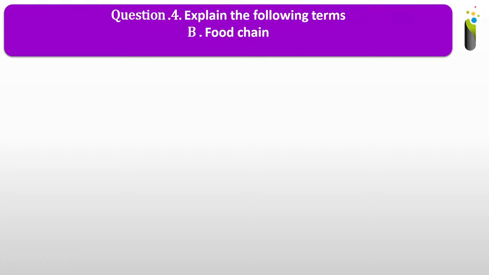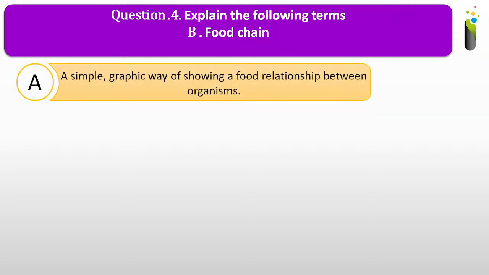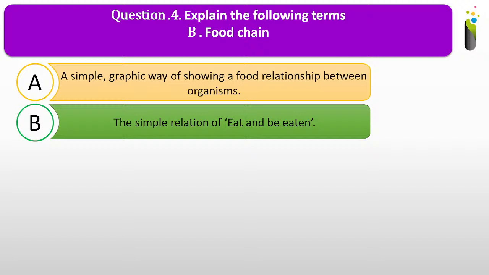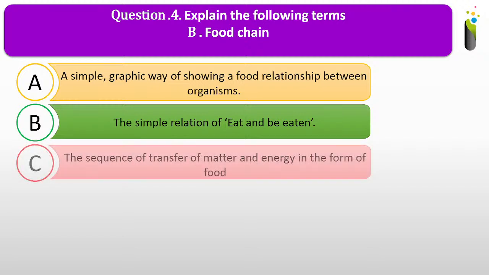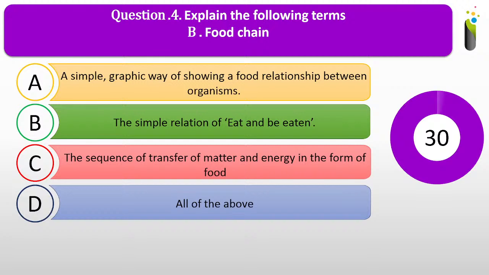B. Food chain. A. A simple graphic way of showing a food relationship between organisms. B. The simple relation of eat and be eaten. C. The sequence of transfer of matter and energy in the form of food. D. All of the above. So the food chain. How would you explain the term food chain?